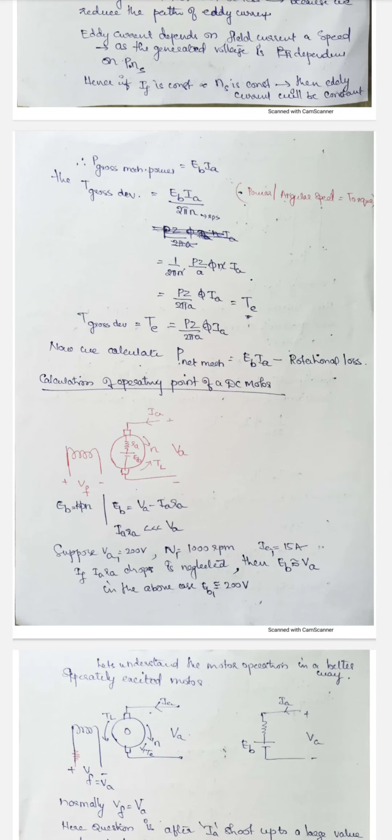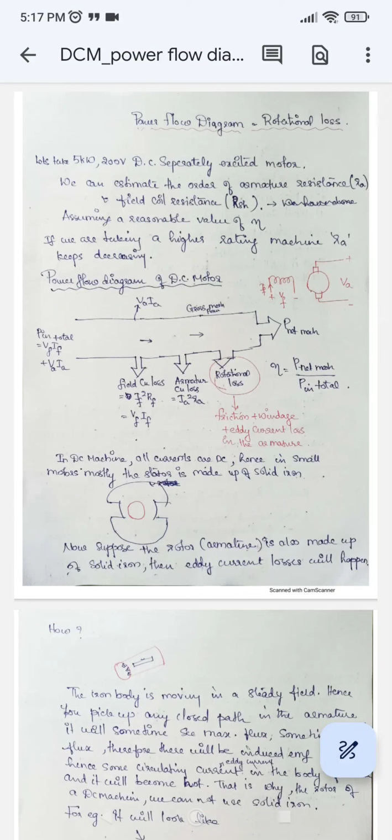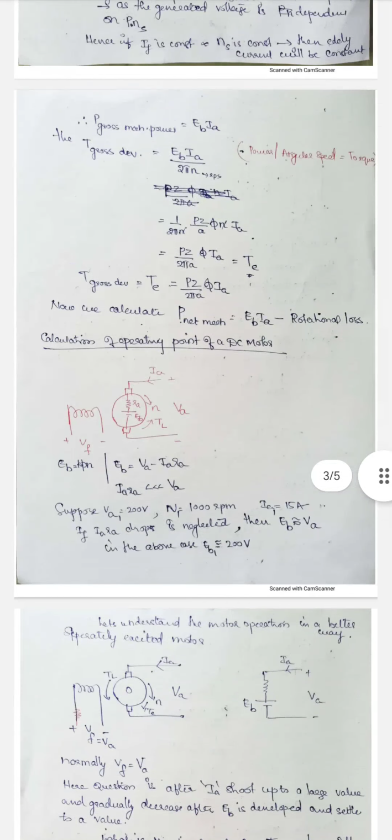Now we can calculate P net mechanical. What is it? The last part of the power flow diagram. The gross mechanical power developed minus the rotational losses. You can see here, gross mechanical power minus the rotational losses, you get the net power, isn't it? So you get it as EB IA minus rotational losses.